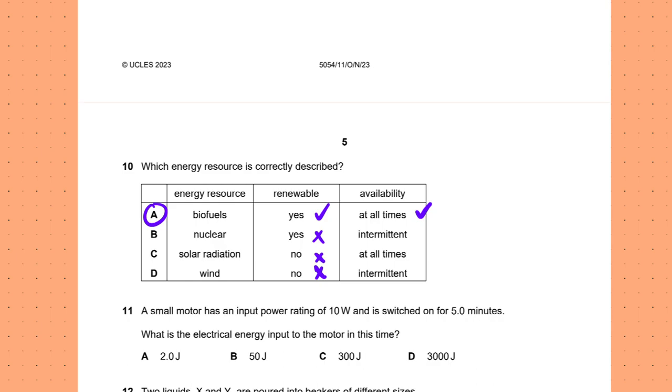11, a small motor has a power rating of 10 watts and is switched on for 5 minutes. What is the electrical energy input to the motor in this time? So you have power, you have time, which is in minutes, so you need to convert this to seconds. So it's 10 as the power. I'm using this equation: energy equals power times time. So 10 is the power and 5, and to convert to seconds, this is times 60. So 300 times 10 is 3000 joules.